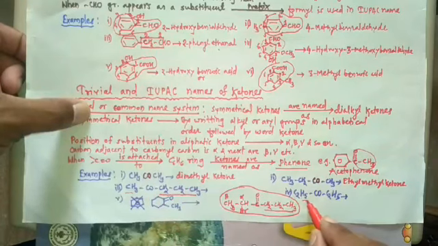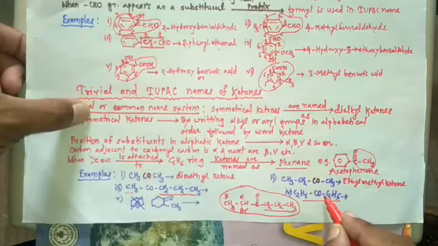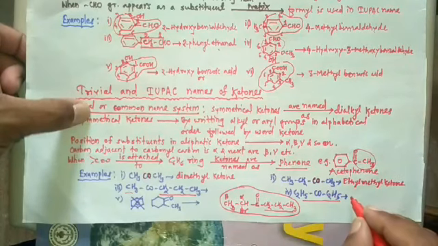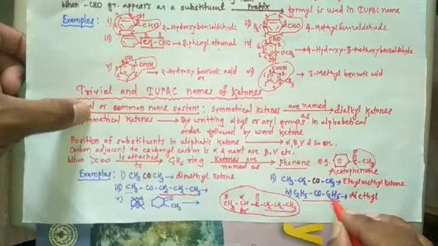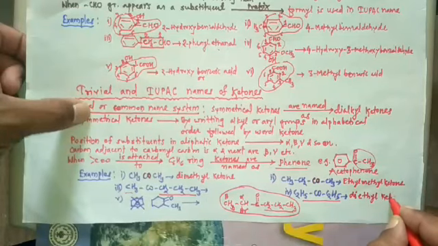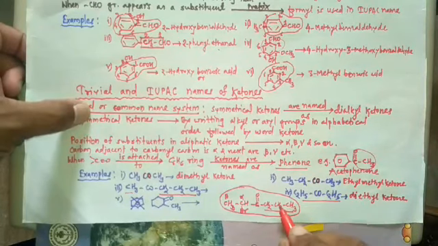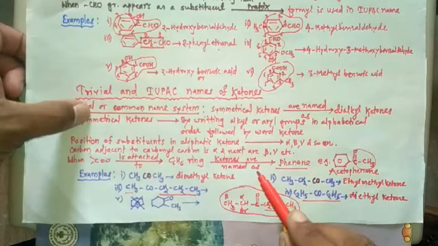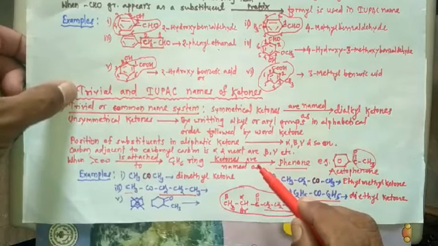Then see this example. Here two same alkyl groups are present. That's why we have to use the prefix di. And the name of the alkyl group is ethyl. That's why diethyl, and the word we have to write is ketone. So the name of this compound is diethyl ketone. So here we just completed the common name system or trivial system for ketones.